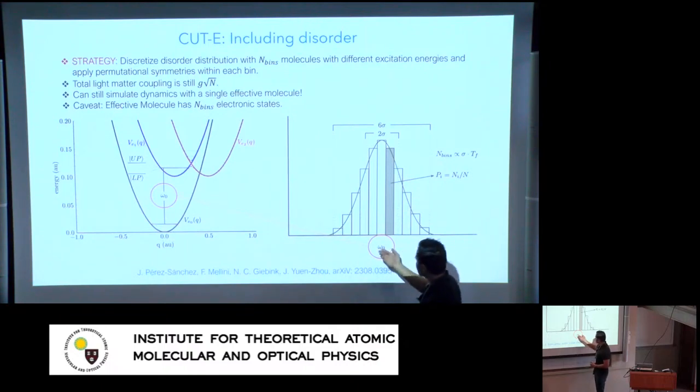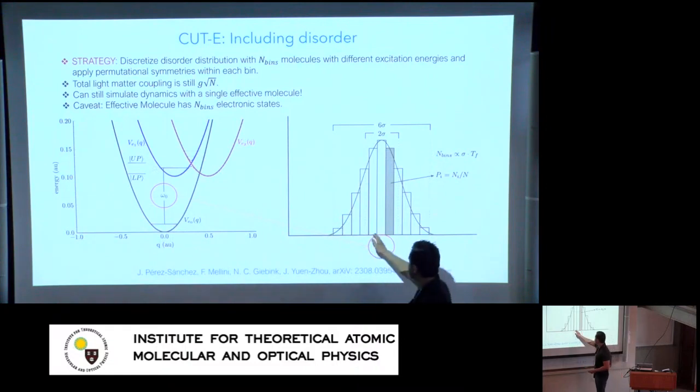And if you do that, then you notice that instead of simulating 10 to the 6 molecules, you only need to simulate 10 different molecules. And what we found is that you don't even need to simulate 10 molecules. You can take a single effective molecule and put 10 different electronic states there. And that actually scales way better than if you take 10 molecules, because if you have 10 molecules, you need to multiply the Hilbert space of the vibrations of each of the molecules.